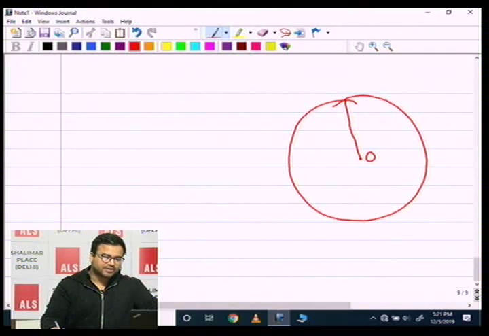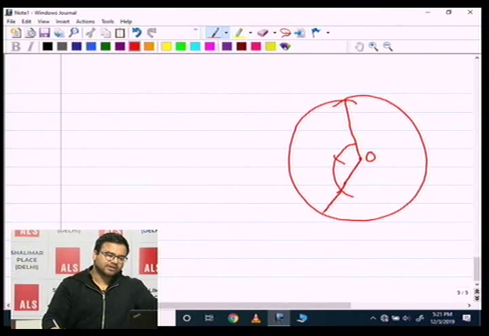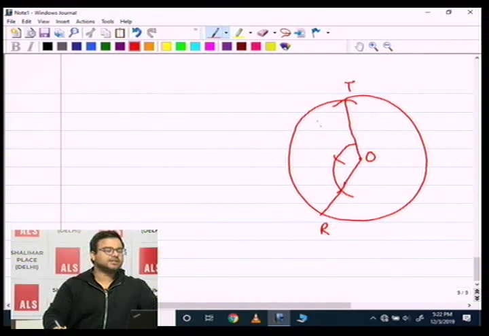So if I draw 120 degrees on point O with the help of a compass, I have to draw it like this, and these two arcs. And if I join it, it will be 120 degrees. Let's say this is T and R. I have drawn 120 degrees in the center. Right?